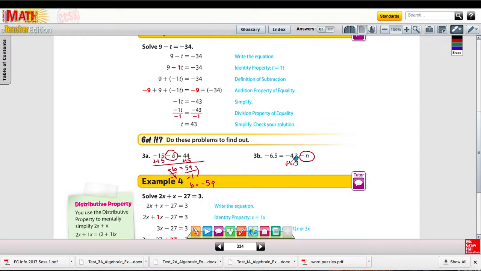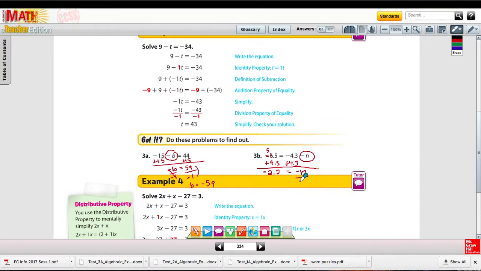Let's try this one, 3b. Add 4.3, add 4.3. So we have negative 6.5 plus 4.3. We have different signs, so I'm actually going to subtract here. Actually, I don't need to borrow. 5 minus 3 is 2. 6 minus 4 is 2. And there's more negatives, so it's going to be negative 2.2 equals negative n.